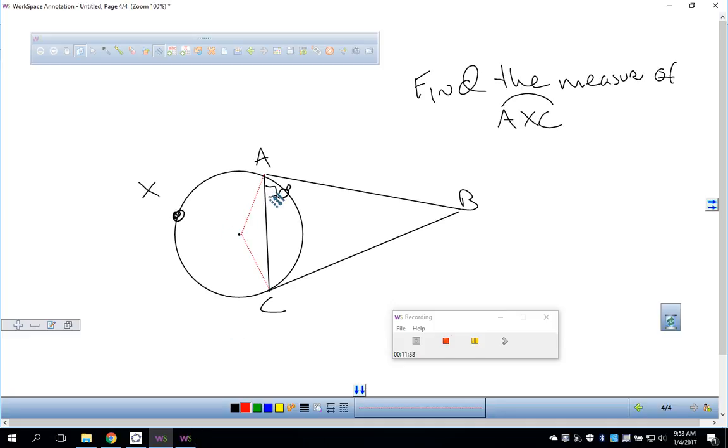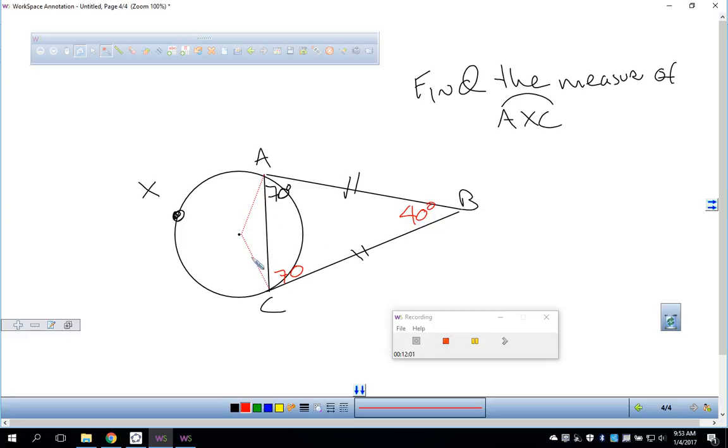If this is 70, and these are tangents, what's got to be true about AB and BC? These two things have to be congruent, right? So if this is 70, what does this angle over here have to be? This has to be 70. If this is 70 and this is 70, what's angle B? 40. That's got to be 40, okay? You know this is 40.